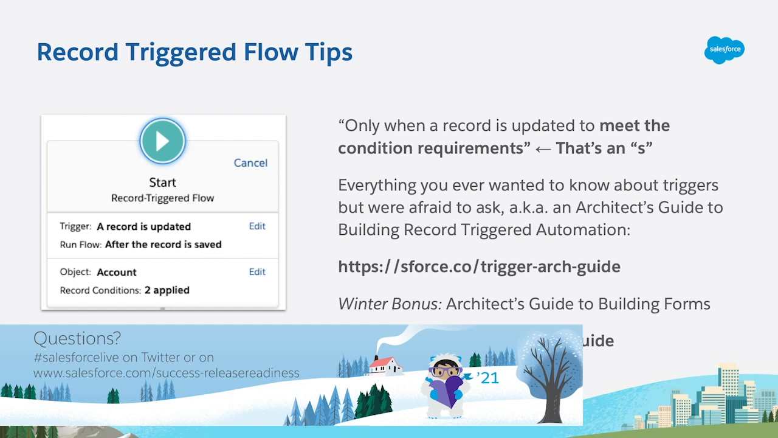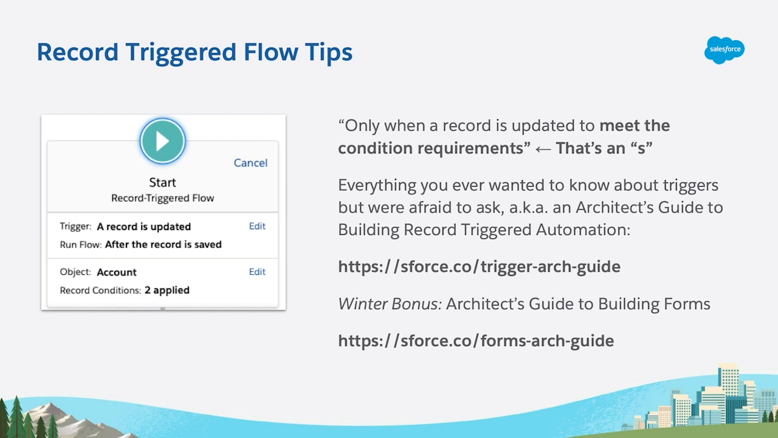Another great addition we have now is everything you ever wanted to know about triggers but were afraid to ask, also known as our Architect's Guide to Building Record-Triggered Automation. So check out that link down there. We've got a lot of great information. We get a lot of questions about the record triggers and how to build them. It's actually inside of that Architect's Guide, so definitely check that out. And as a bonus, we also have an Architect's Guide to Building Forms, so you should check that out as well, and that's the link right here.